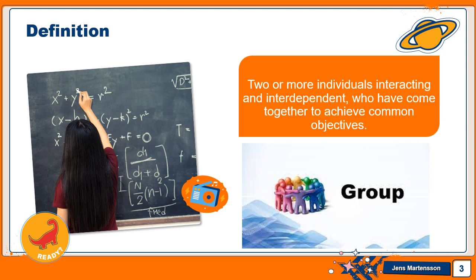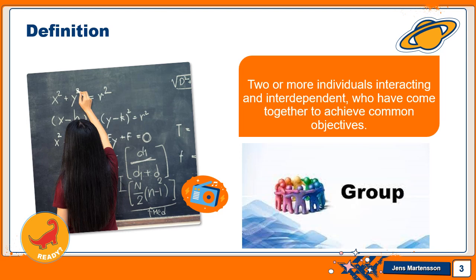First, let's see what is meant by group. The definition of group is two or more individuals interacting and interdependent who have come together to achieve common objectives. So you can find this definition in your book as well.